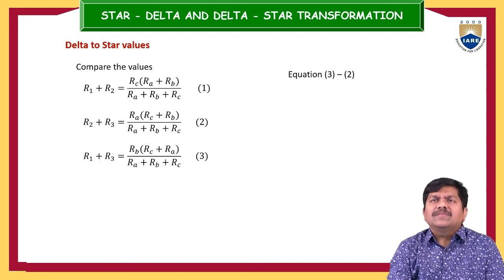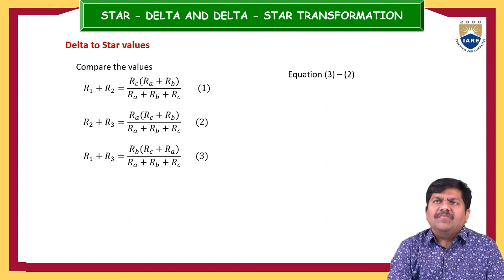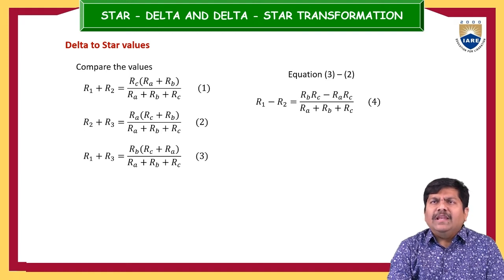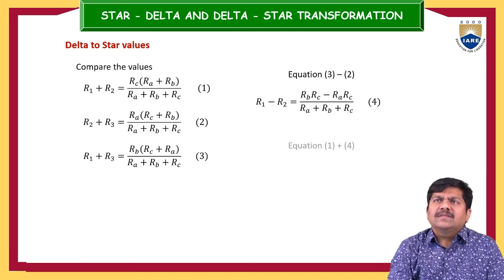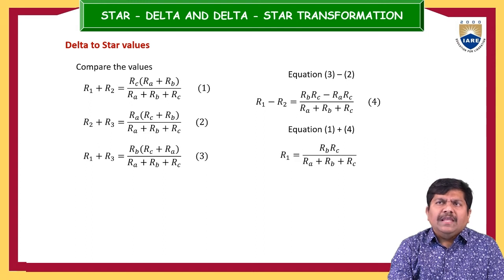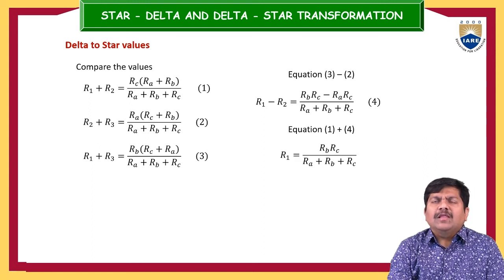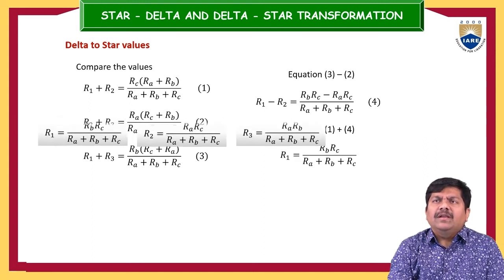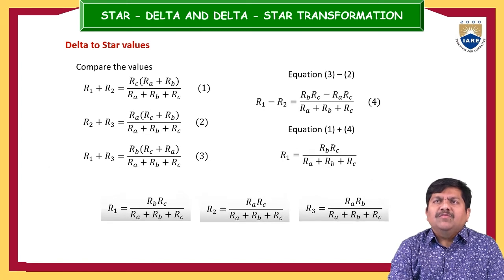With the help of some algebraic manipulation or simplification, you can reduce these. You can take the combination of 1 and 2 first, then 2 and 3, then 3 and 1, whatever the combination may be. If you do the simplification with the help of algebraic fundamentals, you will straight away get the R1, R2 and R3 values. So what is this R1 value?